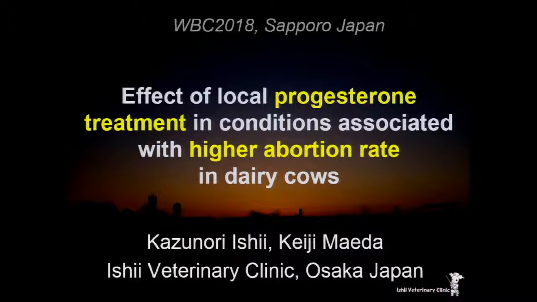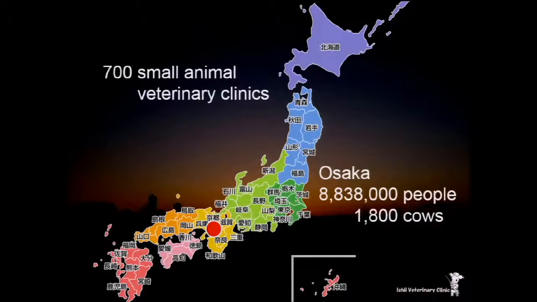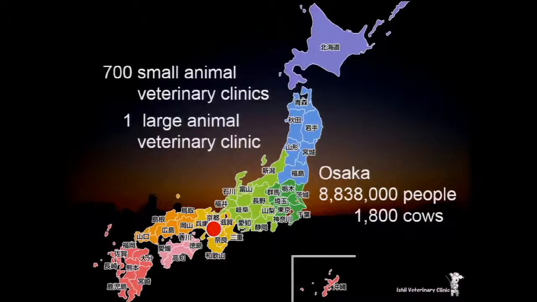I'm from Osaka, Japan, one of the largest cities in Japan, 2 hours flight from here. This is Osaka here, and we are here in Hokkaido. There are about 9 million people in Osaka and only 1,800 cows in Osaka. And there are 700 small animal clinics and only one large animal clinic. So we are the last Jedi.